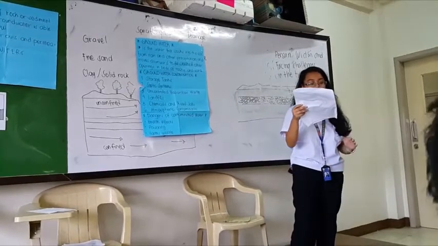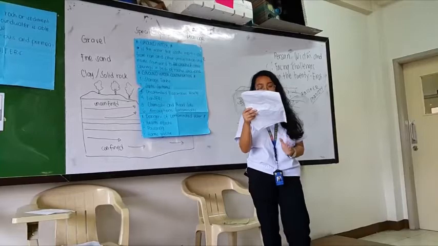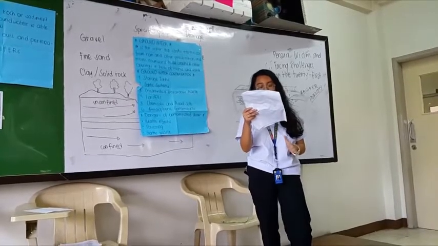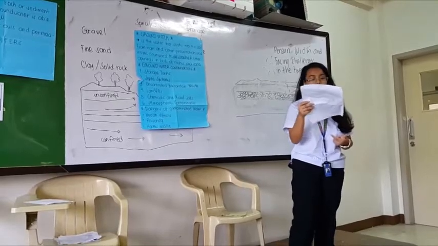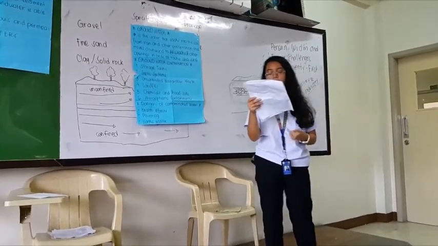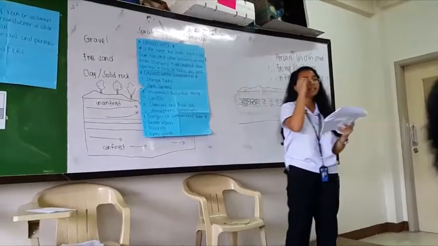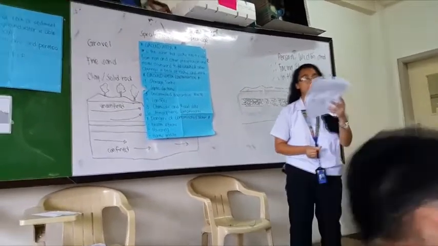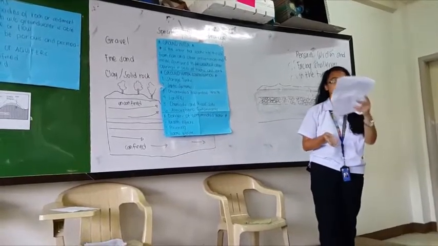Fifth one, chemicals and road salts. Widespread use of chemicals and road salts is also another source of potential groundwater contamination. Chemicals include products used on lawns and farms to kill trees and insects and to fertilize plants. So fertilizers can also be a contaminant to groundwater, especially when not handled well.